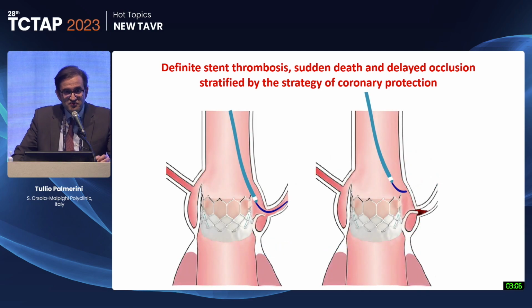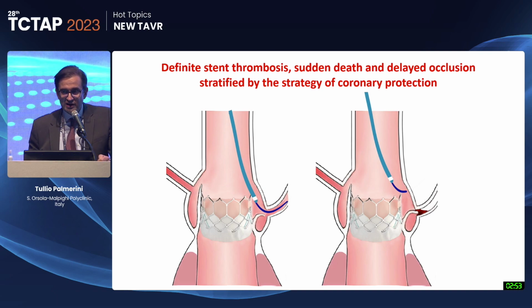So probably it's very difficult to establish whether there is enough flow with a guide catheter in the sinus and the wire in the coronary artery, such that this system can push the leaflet down. And then when you remove it, you can have the leaflet that is displaced toward the coronary ostium.